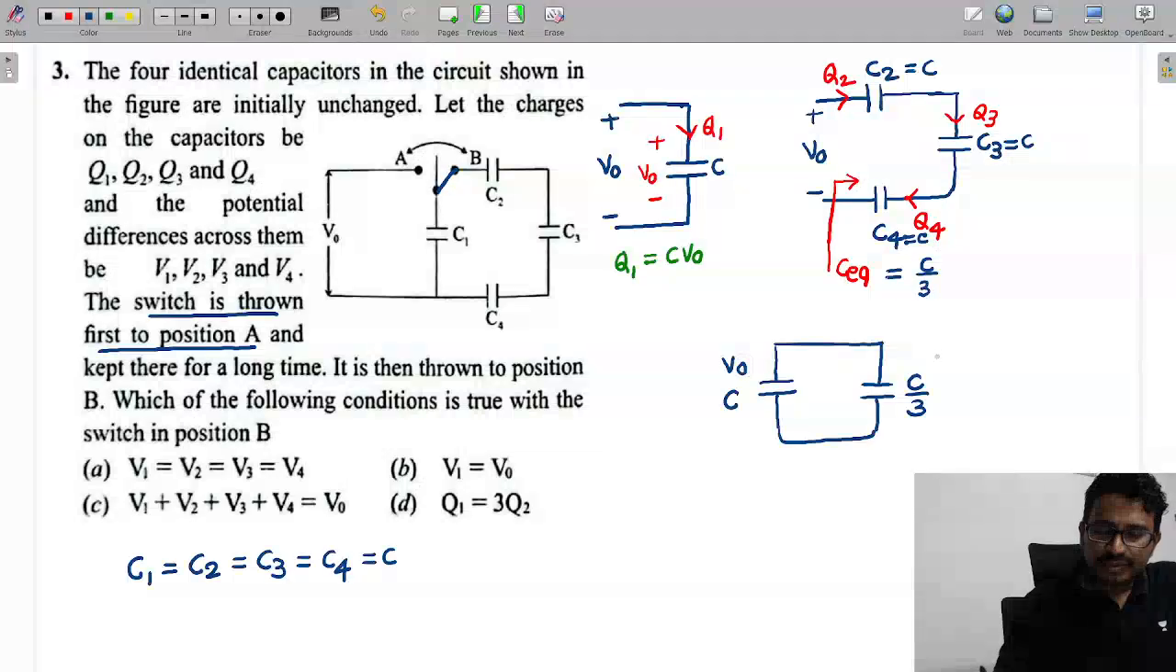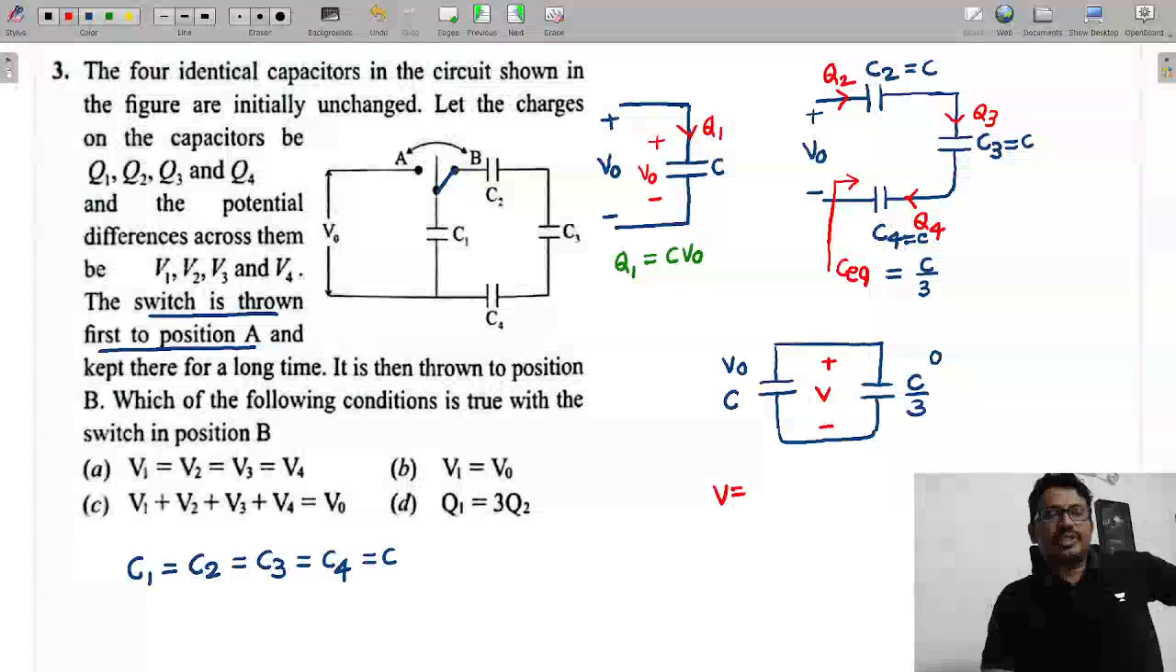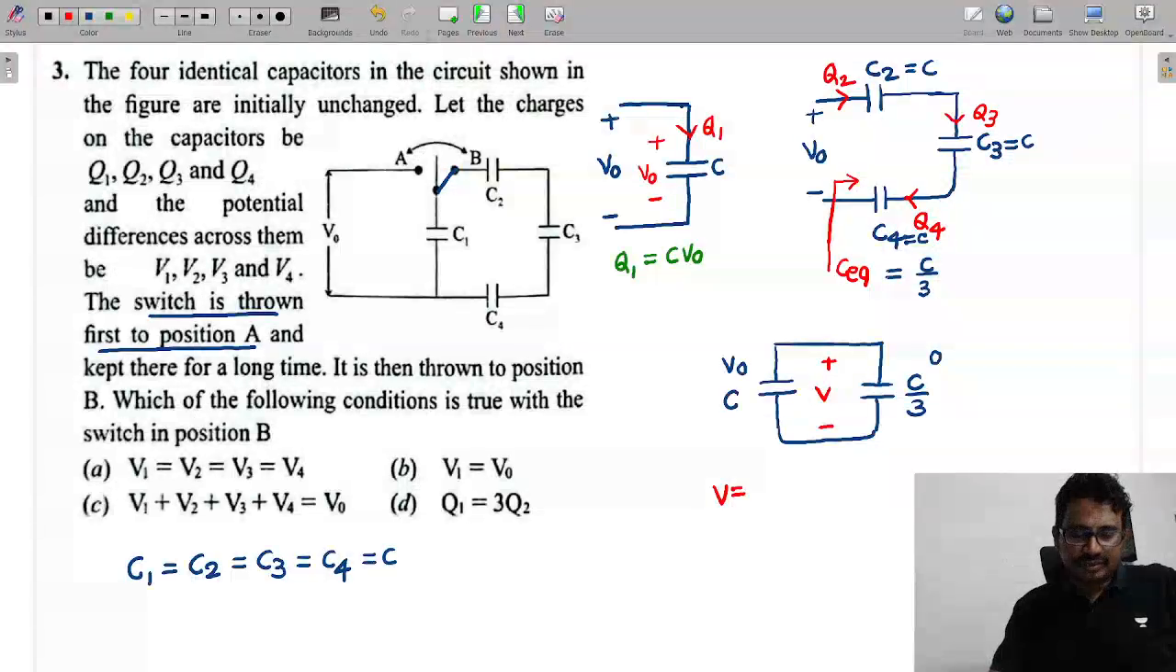Initially, if I call the voltage across the C V0, but this voltage is 0. Now these two are connected, then these two capacitors will reach a common potential. So can you tell me the common potential here? The common potential V is given as C1 V1 plus C2 V2 by C1 plus C2.